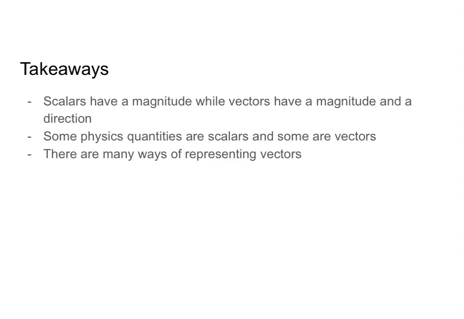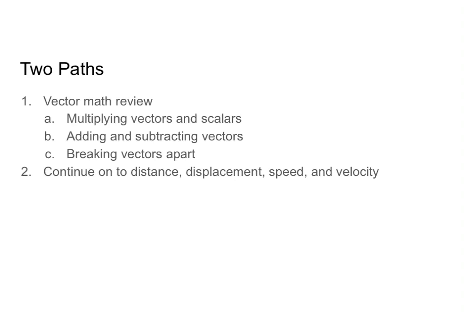So takeaways. Scalars have a magnitude, while vectors have a magnitude and a direction. Some physics quantities are scalars and some are vectors, and there are many different ways of representing vectors. So from here, you have 2 paths. The first path is the path that I recommend, and that is a vector math review. So in the math review, there will be a video on multiplying vectors by scalars, a video on adding and subtracting vectors in both 1 and 2 dimensions, and a video on how to separate vectors into their component parts.